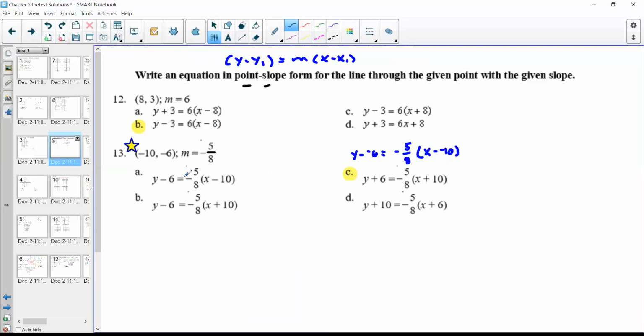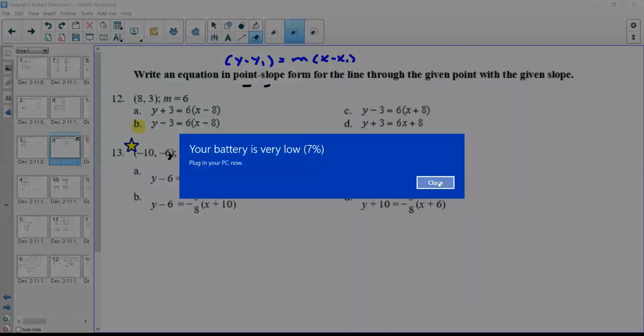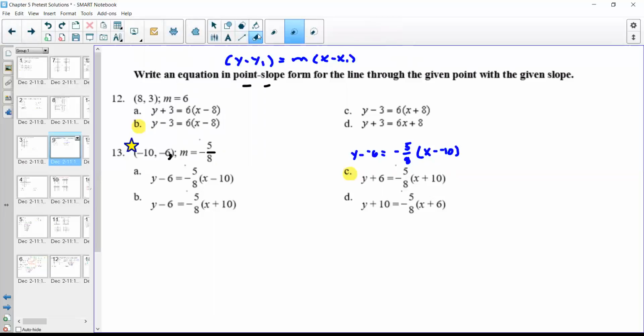What you have to be careful with is, like number 13, your negatives. Okay, so I'm going to substitute -6 in, whoops. I'm going to substitute in -6. Let me get my eraser here. Oh no, I need to plug my computer in too. Anyways, I'm going to talk while I'm plugging in my computer.